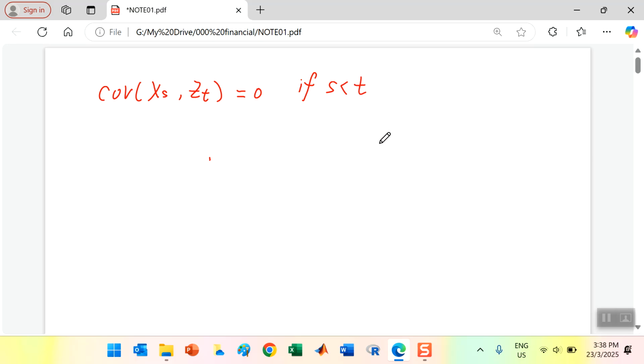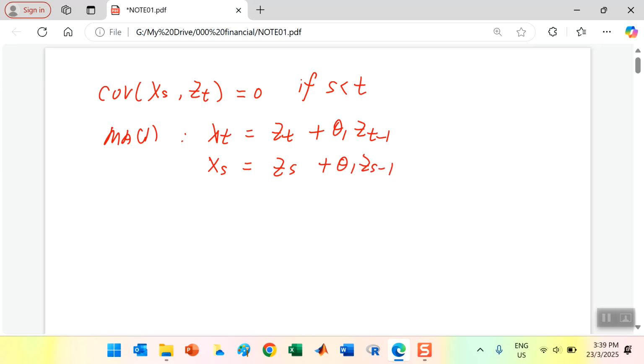So what is actually the XS? If you're talking about the MA1 model, how do we relate this to the MA1 model? You have XT equal to ZT plus theta 1 ZT minus 1. If you have a series of lag of S, then basically you're going to have something similar to this, with S minus 1.